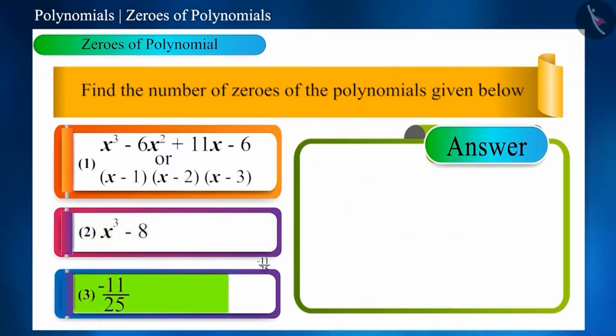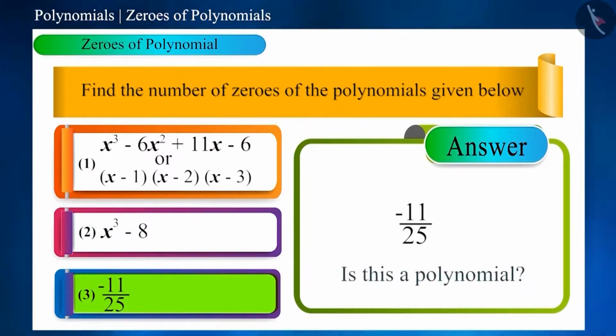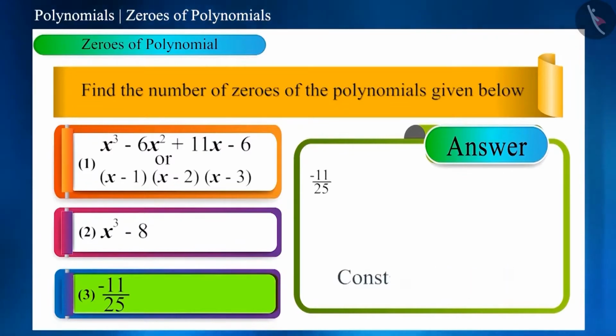Now, let us take the last option, minus 11 by 25. Is it a polynomial? This is a constant polynomial, which can be written like this, where the highest power of the variable is 0. Now, if the power is 0, then how many zeros will be there? That will also be 0, or we can say a constant polynomial is the only polynomial which does not have a 0.